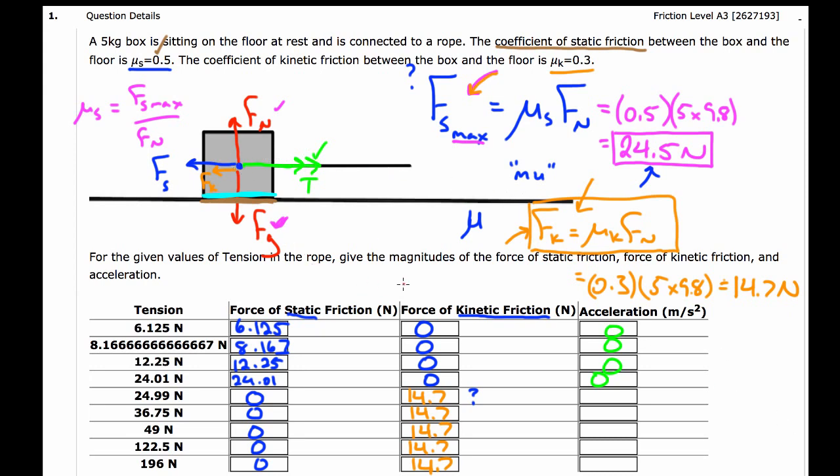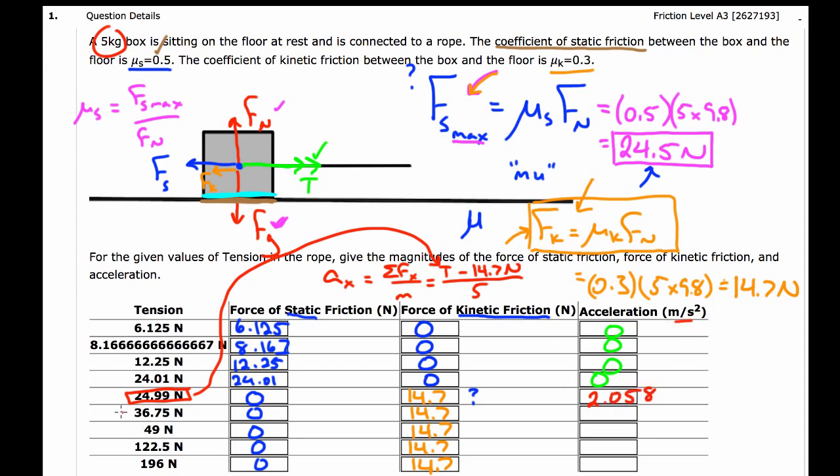How do I find it? You know how to find acceleration. Just do Newton's second law. A in a given direction, and this time we want x, equals the net force in that direction over the mass. What's my net force? Well, in the x direction, I've got T minus the force of kinetic friction. It's sliding, so I'd want kinetic friction, which was 14.7 always, no matter how hard I pull. 14.7 if it's sliding, over the mass, and the mass was 5 kilograms. I plug in my T. So for this one, I take this T number, 24.99, and plug it in. 24.99 minus 14.7 over 5 gives me 2.058 meters per second squared.